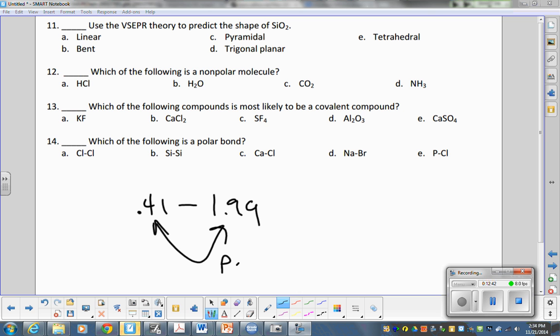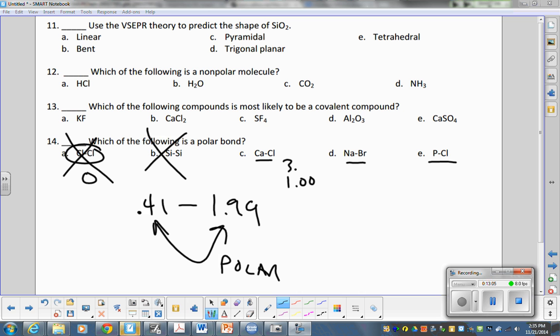If its atoms are the same, automatically you know it's going to be 0 because the value of Cl minus Cl is going to be 0. So I automatically cancel those. Then I'm looking at these 3. So then calcium, when I look at the value of calcium, calcium is going to be 1.0. Chloride is going to be 3.16. So that's going to be 2.16. So it can't be that one. NaBr, Br is 2.96. Na is going to be 0.93. That's going to be greater than 1. That's going to be greater than 2, actually, when you do that. And then finally, it's got to be E.